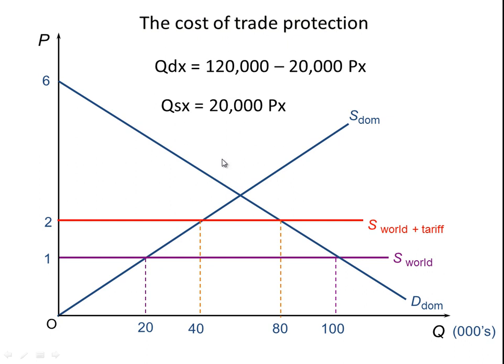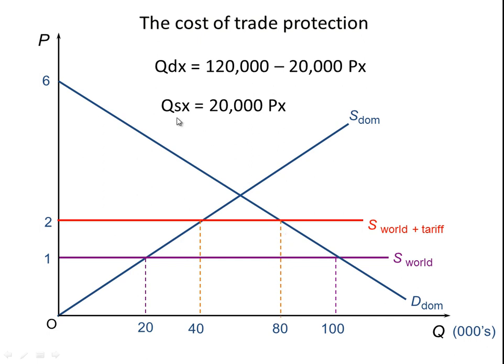So what happens if the price goes up to £2 because there's a tariff? Here we've got a value of 2. So we go back to this equation for the quantity demanded. The quantity demanded is equal to 120,000 minus 20,000 times 2. Well, that's 40,000. 120,000 minus 40,000 is 80,000. So the quantity demanded at a price of 2 is 80,000.